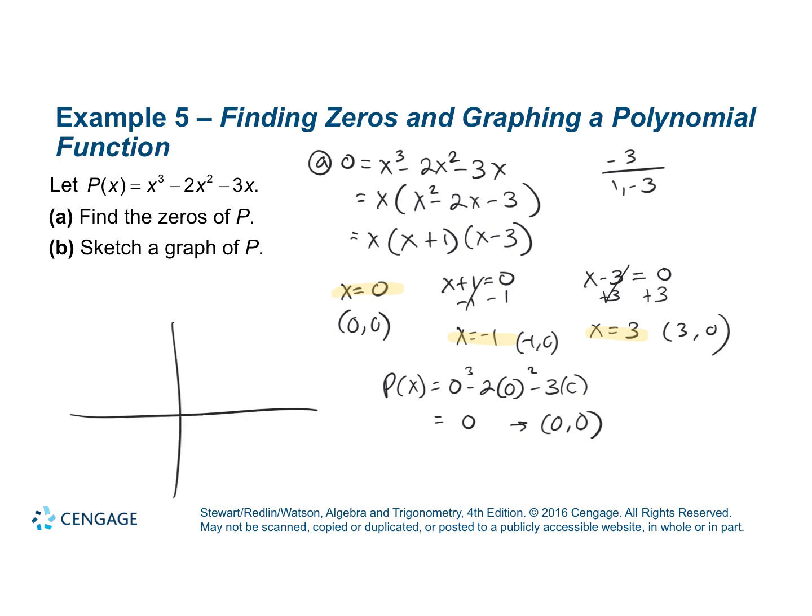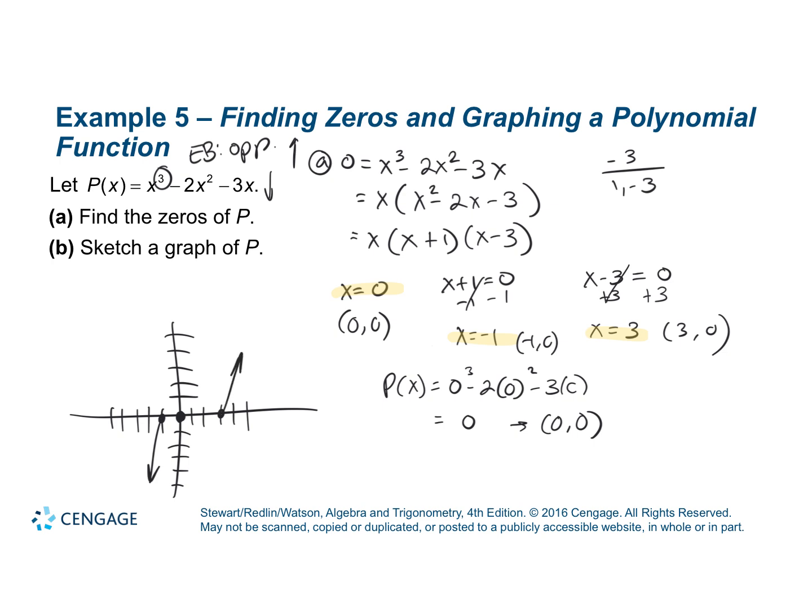So again, this is going to be a very rough sketch. Okay. So we're going to plot the points 0, 0, -1, 0, and 3, 0. Now they're telling us that it's an odd function, so the end behavior is going to be opposites. Now this is a positive one, so it's going to be down on the left and up on the right. So I'm going to do this, and I'm going to do this.